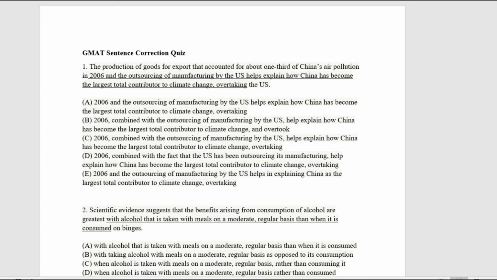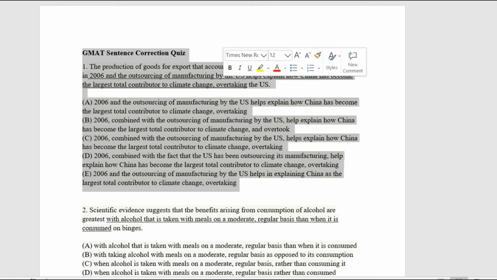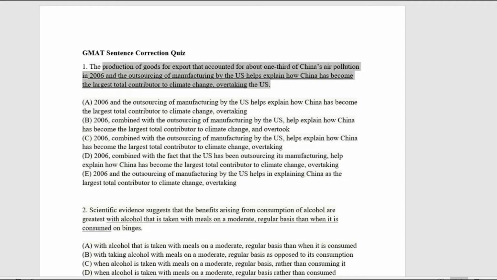Hi all, so let's analyze this sentence correction quiz for GMAT. Well, for the first question, we can see 2006, okay, this part. And we can see that first of all, we need to group answers. In some, you see that there is a comma, and only in A and E, there is no comma. So we need to decide. And we can see that in A and E, we see "and the outsourcing," and in B, C, D, we can see "combined with." Okay, we need to read the sentence.